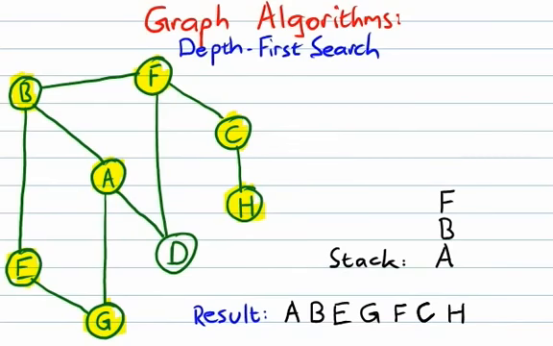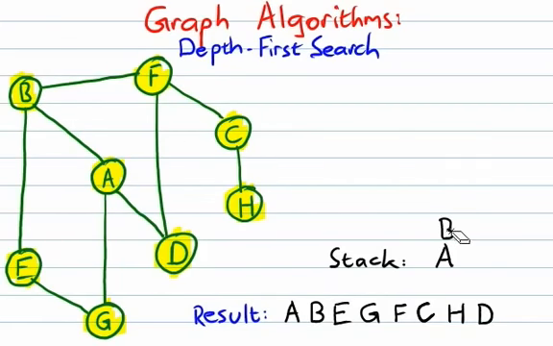Now there's no place new to go from C, so we'll pop it off the stack, which takes us back to F. Now from F, there is a connection to a vertex we haven't visited yet, and that's D. So we can push D onto the stack, we can visit it, and we can mark D as visited. But at D, there's no place new to go, so we'll pop it off the stack, which takes us back to F, but from F, we've already been everywhere we can, so we're going to pop it off the stack, which takes us back to B.